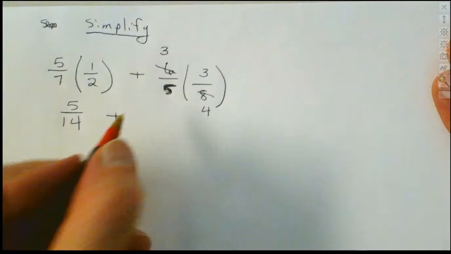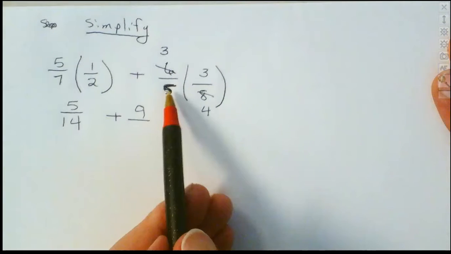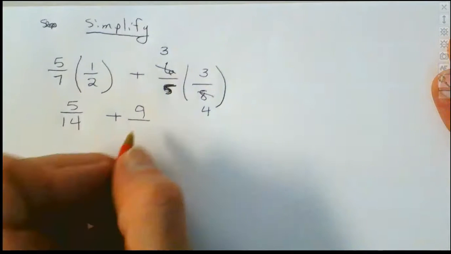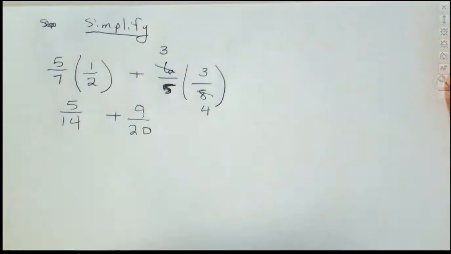And now we can just simply multiply across. 3 times 3 makes it 9. 5 times 4 makes it now 20. Is everyone okay with that so far? Let's see how I did that. You could have just multiplied across, got 18 over 40, and reduced it at the end. But I think it's going to be easier if we reduce it here first.